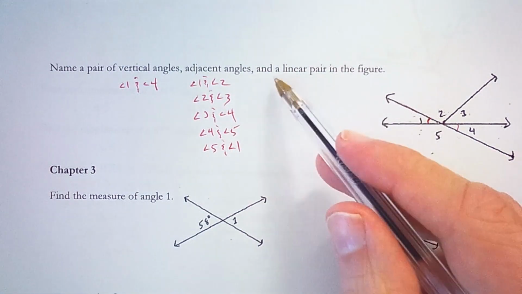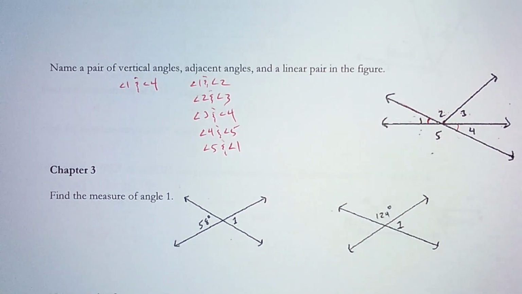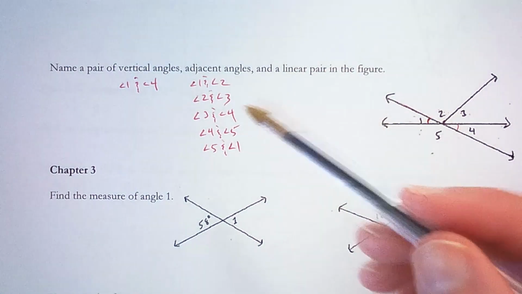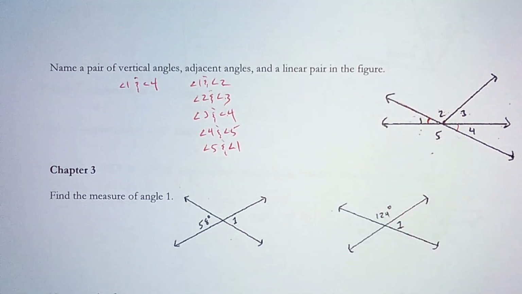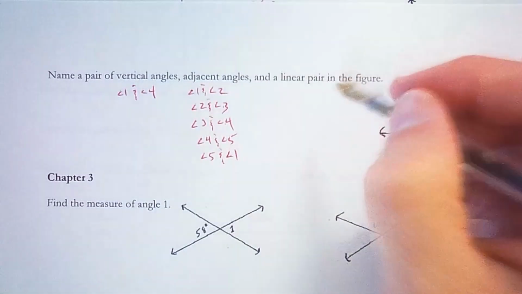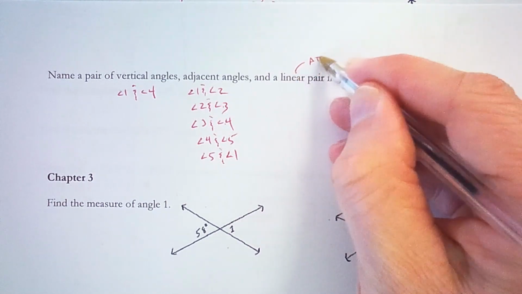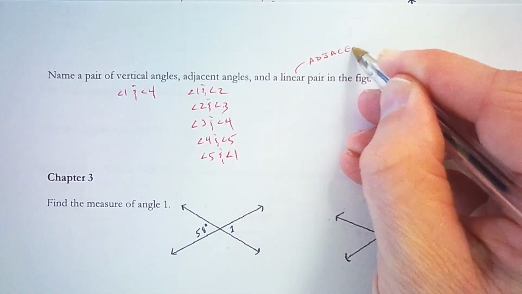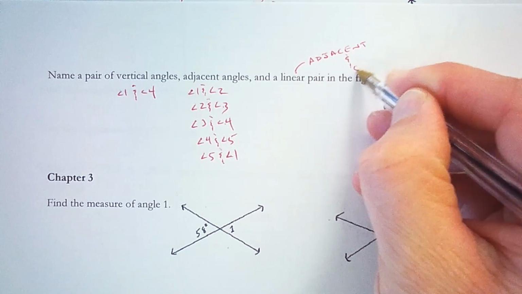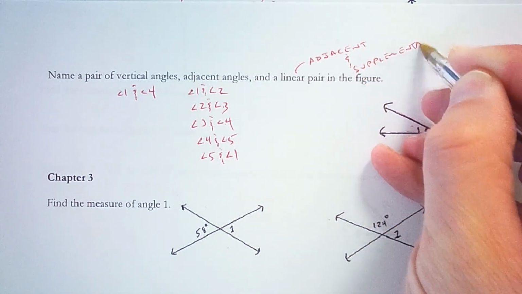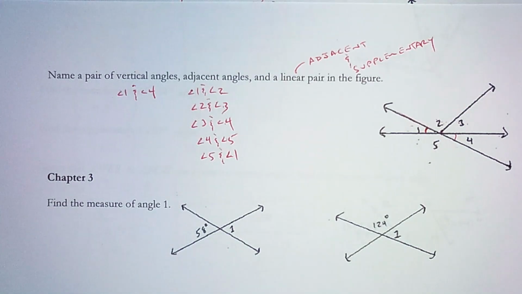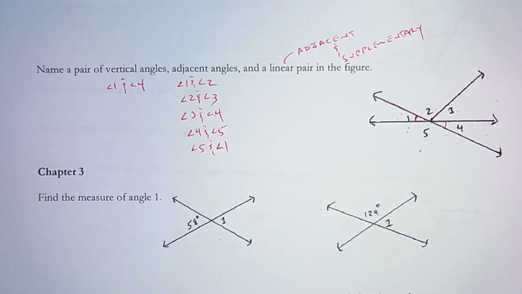And last, find or name a linear pair. A linear pair has to be adjacent, so it's going to be one of these pairs. They also have to be supplementary. So linear pair means they are adjacent and they are supplementary. So they will add up to 180. They'll form a straight line together.